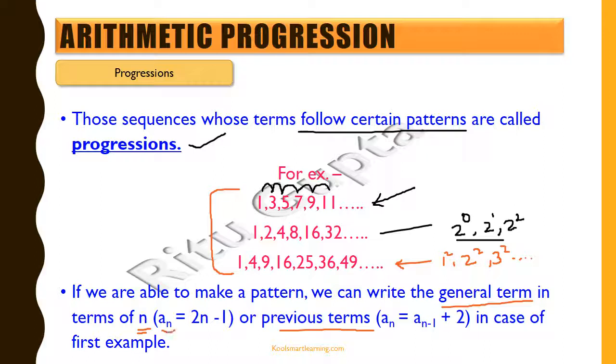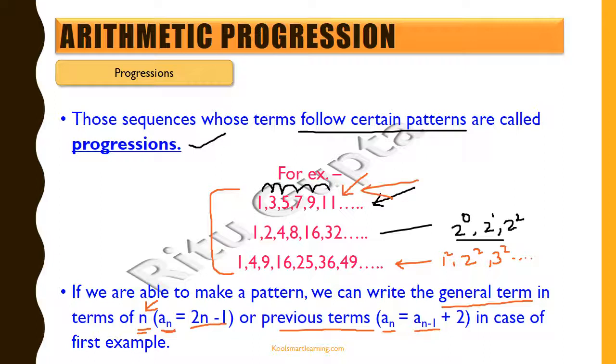Say for example, if we are writing the term in terms of n, n being the number of the term that we're talking about: first term means n equal to 1, second term means n equal to 2, fifth term would mean n is equal to 5. So if we are describing the term an in terms of n, then we can write it as, for example, 2n minus 1 in the first case. Or we can also write the general term in terms of the previous term an minus 1, where an is the current term. So an is equal to an minus 1 plus 2, again for the same progression.